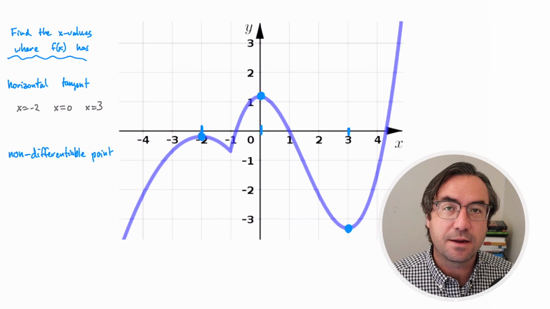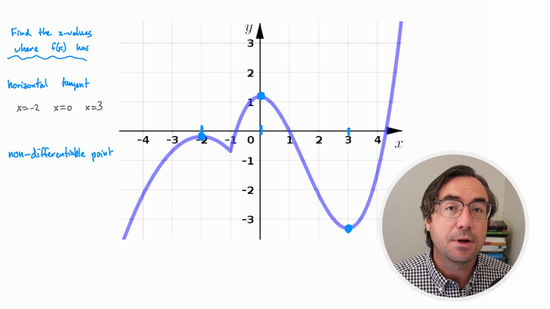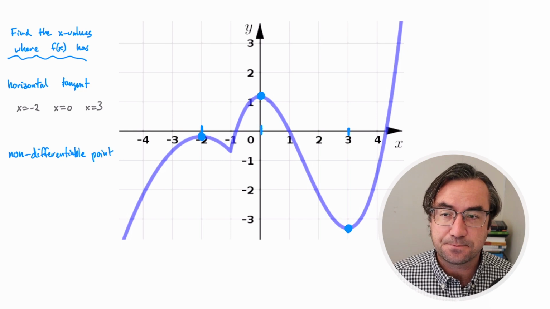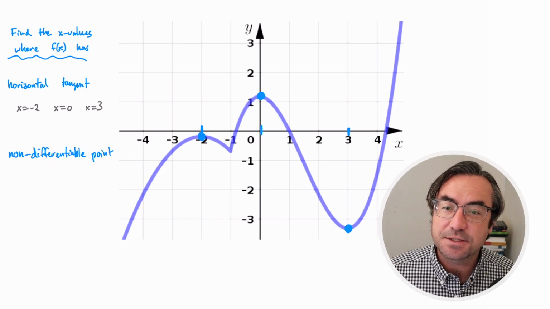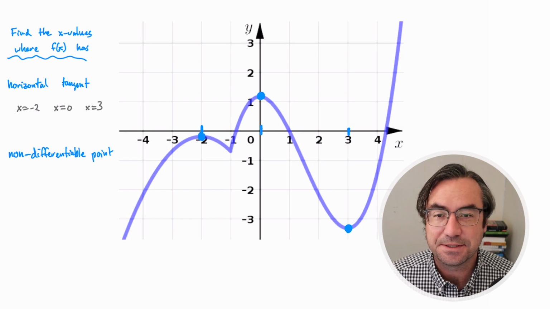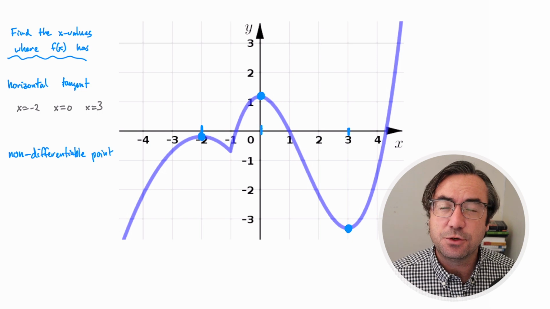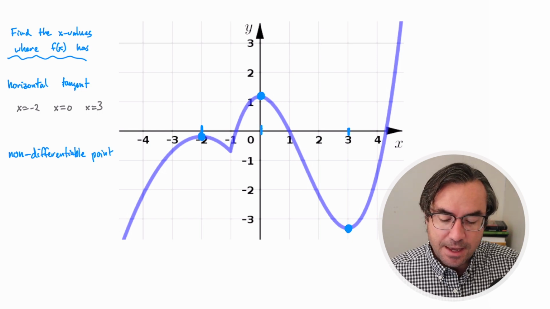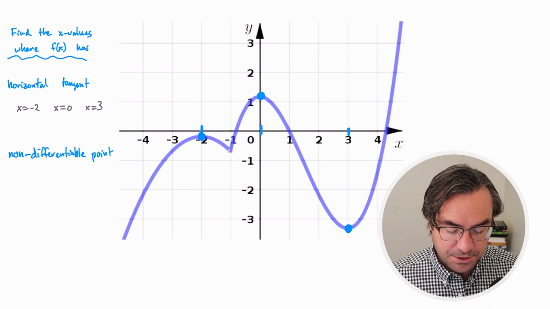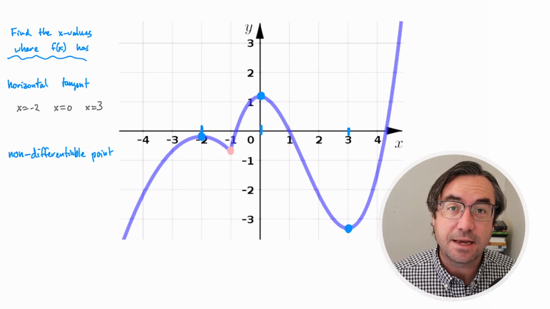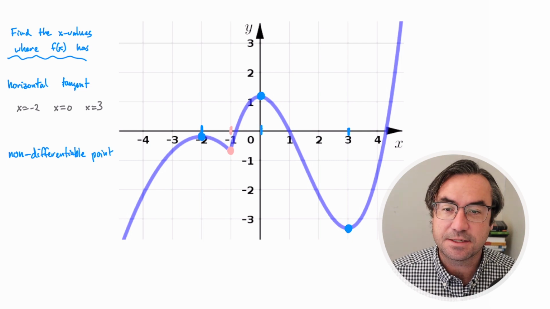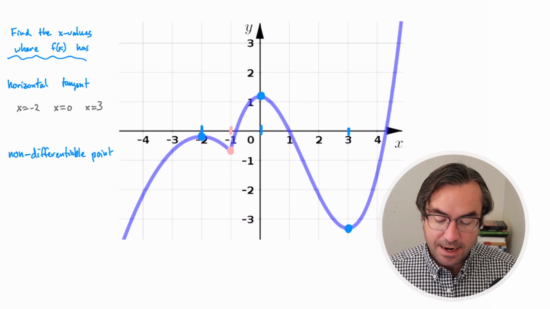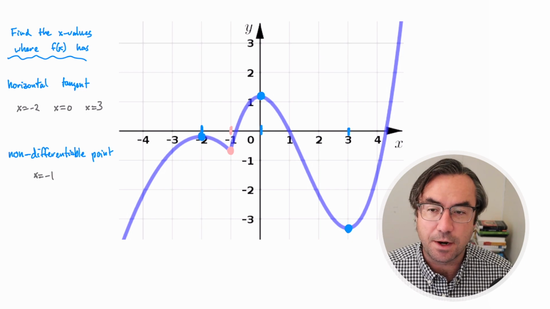They're going to be important for helping us find the local maxes and mins, but also for finding the intervals of increase and decrease. We also want to look at non-differentiable points. In this case, there's one non-differentiable point. This is where our graph usually has a sharp change in the slope, and we see it right there at -1. It's an important point, so let's indicate that along our x-axis here. We have a non-differentiable point at x equals -1.